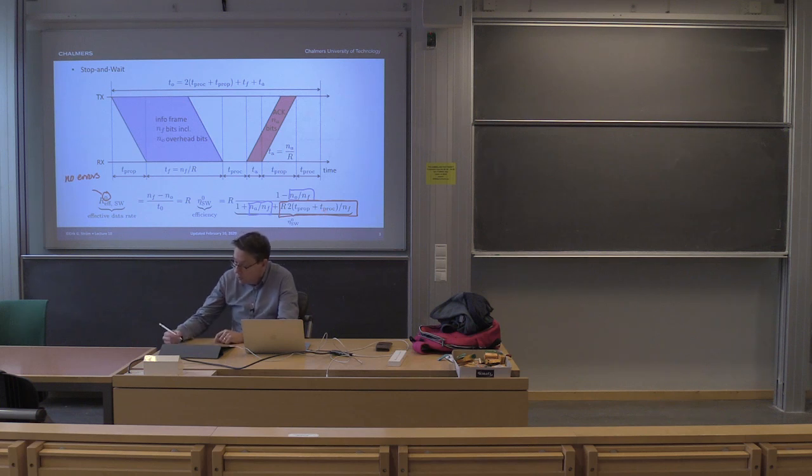Because what's inside the red box here can be written as 2 times tprop plus tproc. Oops, I'm running out of space here. And then divide through by the time it takes to transmit the frame. NF divided by R is TF. Okay. So we see that if we have a lot of propagation delay and processing delay in comparison with the time it takes to transmit the frame, then the efficiency of this protocol is small.